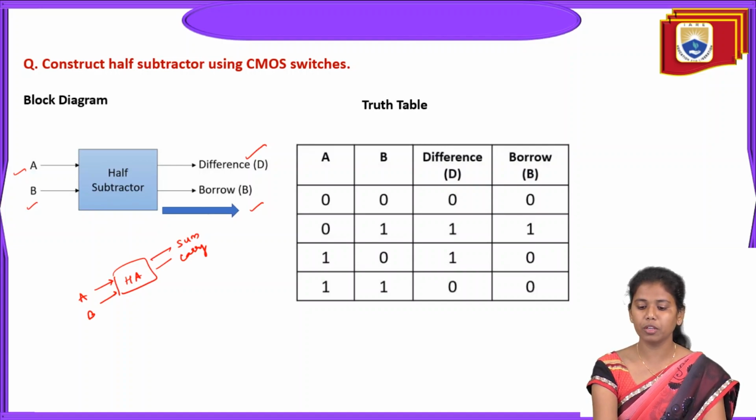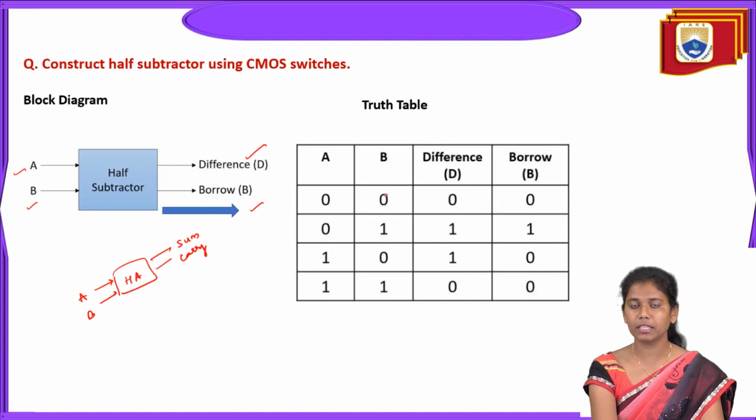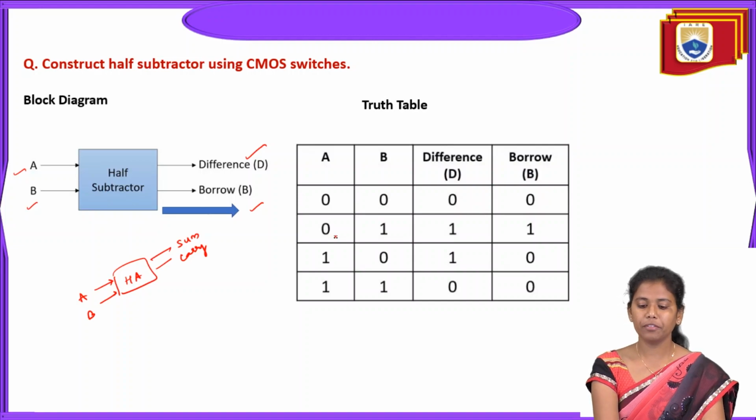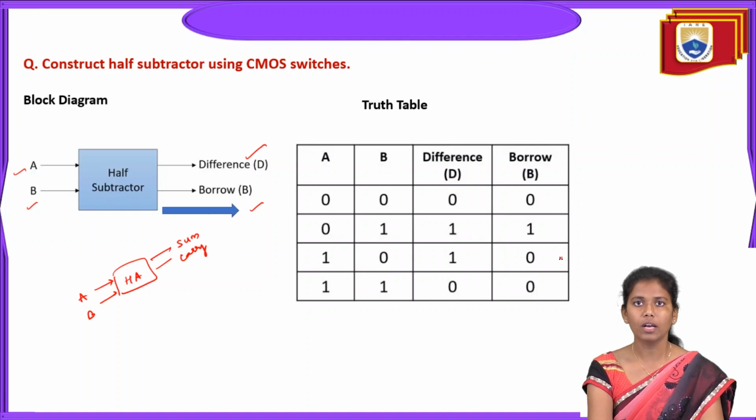Now coming to the truth table pertaining to this half subtractor. In the truth table you have A, B, difference and borrow. This we all know: 0 minus 0, the difference is 0 and the borrow is 0. If it is 0 minus 1, the difference is 1 and the borrow is 1. For 1 minus 0, the difference is 1 and the borrow is 0. And if both the inputs are 1, then the difference and borrow both become 0. So this we all know.